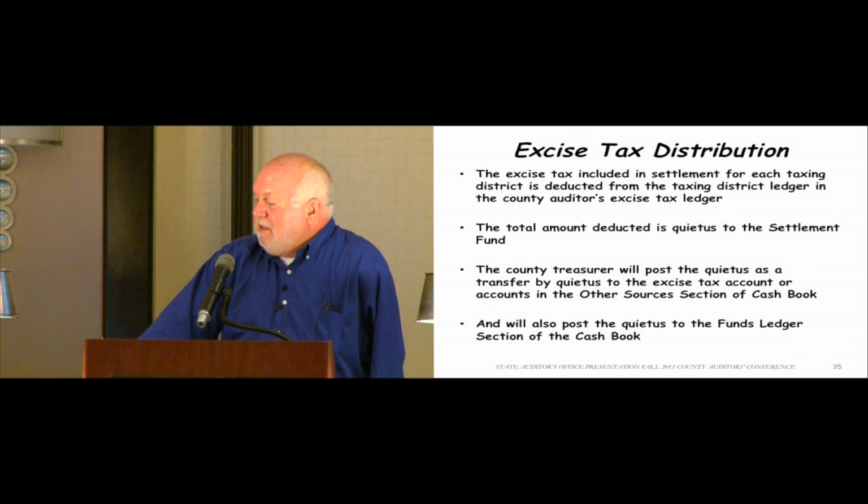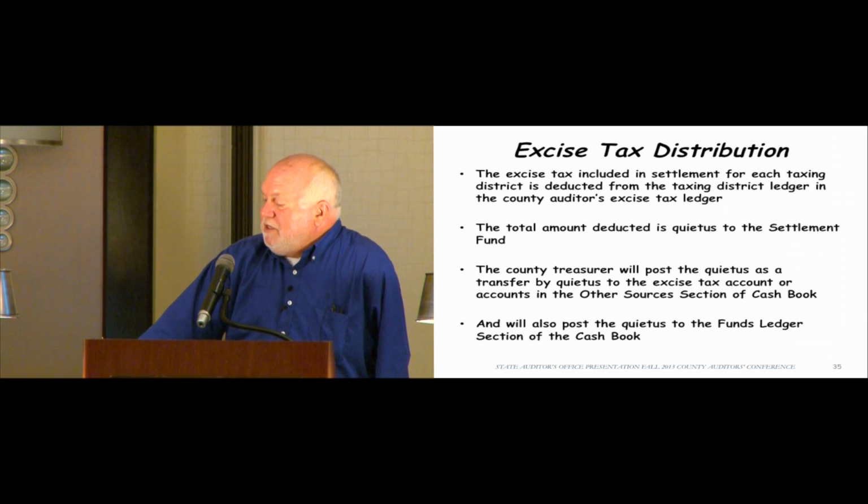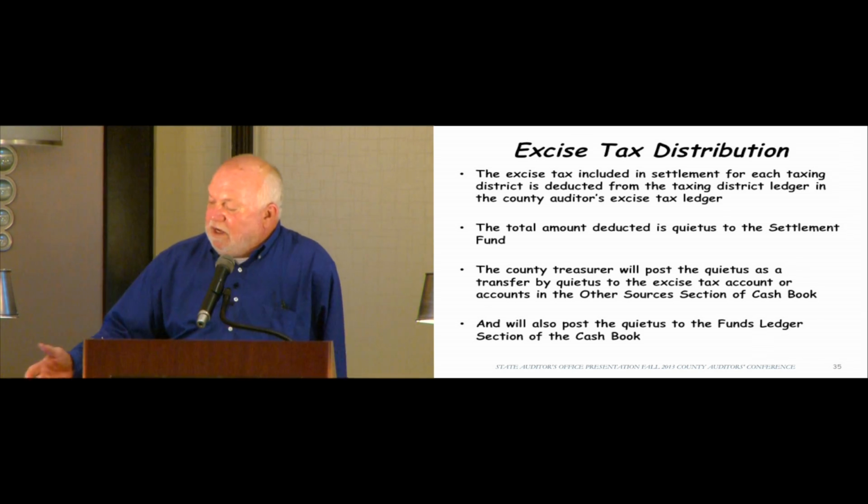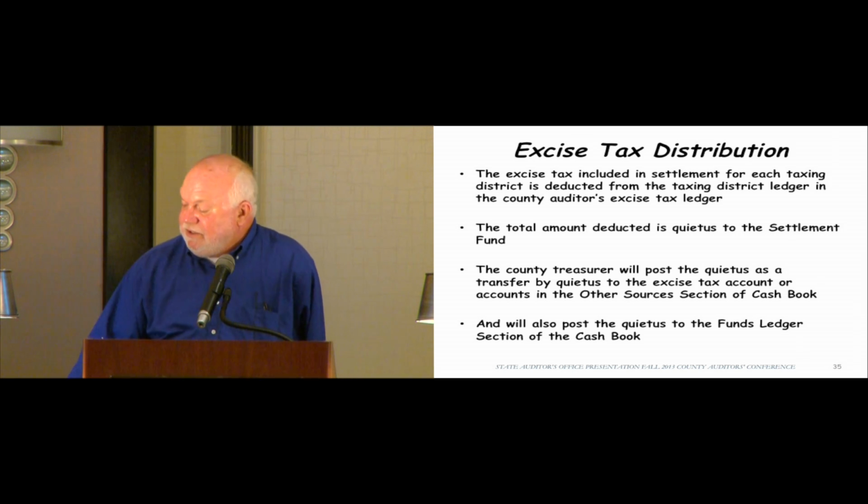And that total amount that's deducted is quietus to the settlement fund, and the treasurer is going to post on the cash book, based on the quietus, the reduction in the excise tax account on the cash book, and we'll also post that quietus to the funds ledger on the cash book.